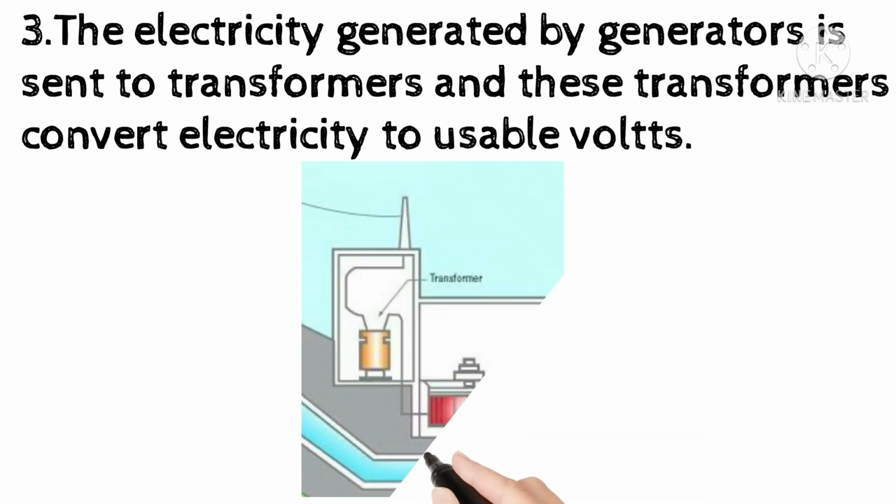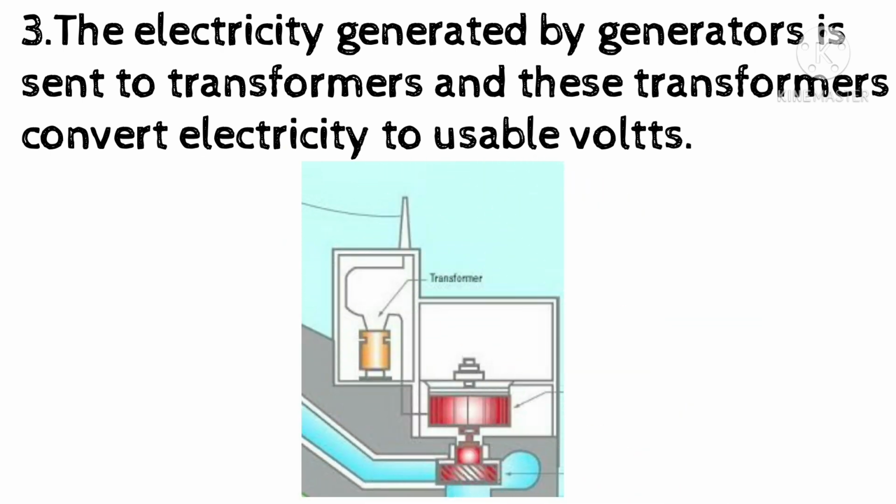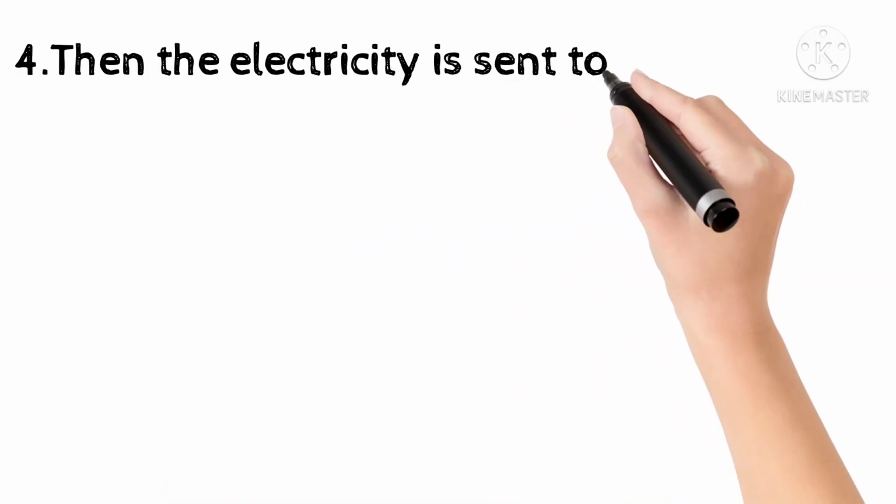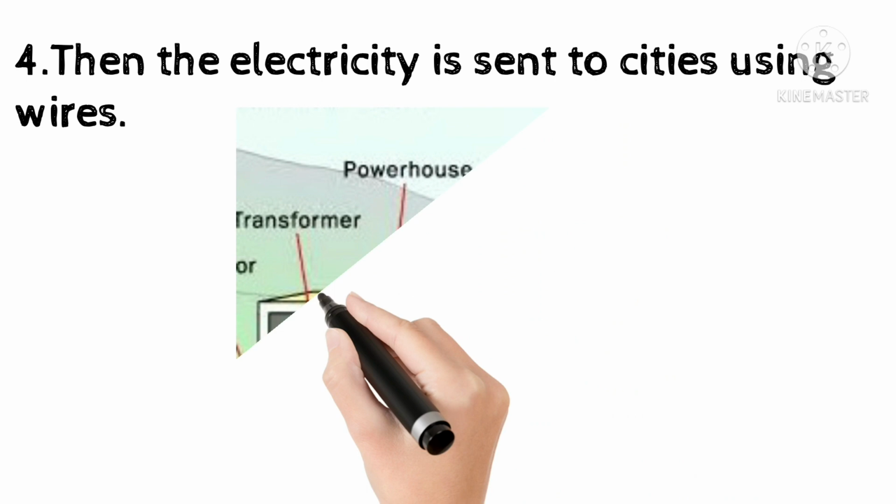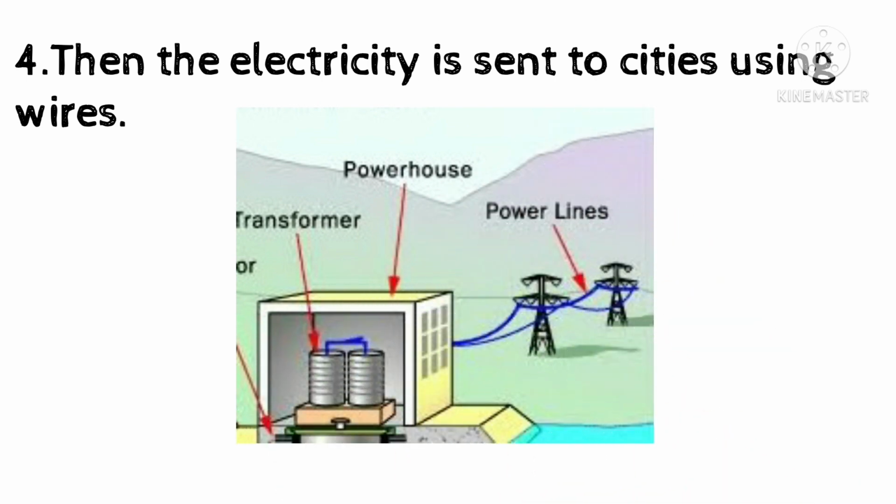The electricity generated by the generator is sent to transformers, and these transformers convert it to usable volts for cities. Then the electricity is transported to the cities using wires. So this is how hydroelectricity is created.